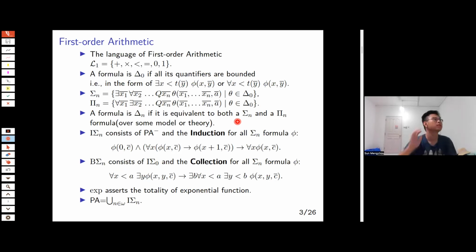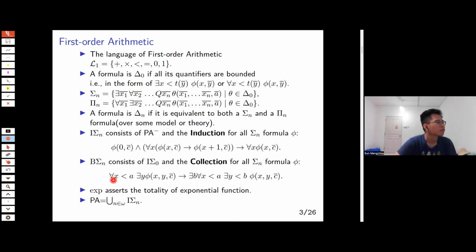Okay, and here's the basic background. We have the language of first order arithmetic to be this one, and we say that a formula is delta zero if all the quantifiers are bounded, and we can define sigma n and pi n formulas respectively. Each has n blocks of alternating quantifiers, and we say the formula is delta n if it is equivalent to both a sigma n and a pi n formula, either over some model or over some theory. And we have two major classes of axioms. The first one is the induction I sigma n. It's an induction, but restricted to sigma n formulas. And the next one is B sigma n, which is the collection restricted to sigma n formulas.